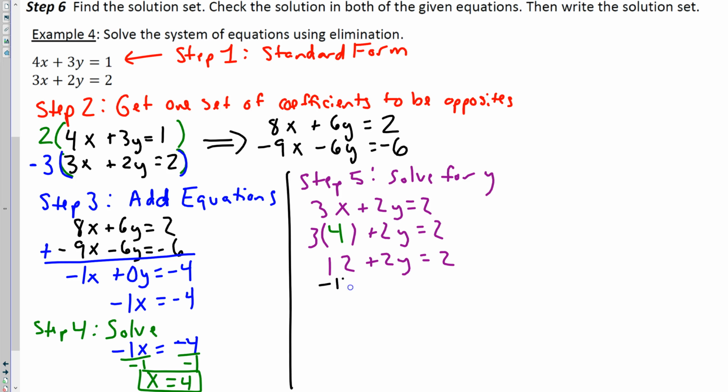We will subtract the value of 12 to solve for y and get y by itself. So 2y equals negative 10. Divide out the value of 2, and y is negative 5.